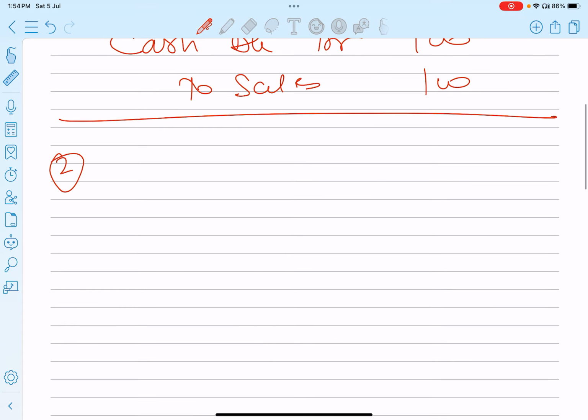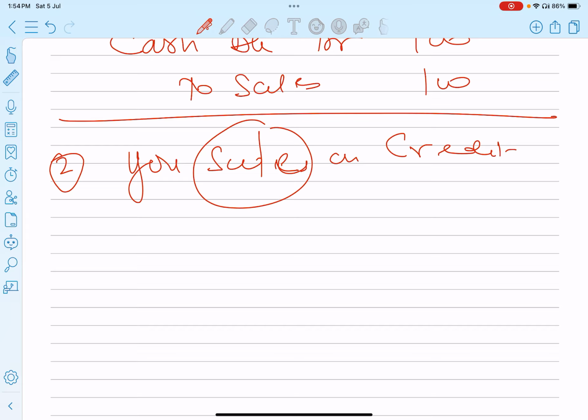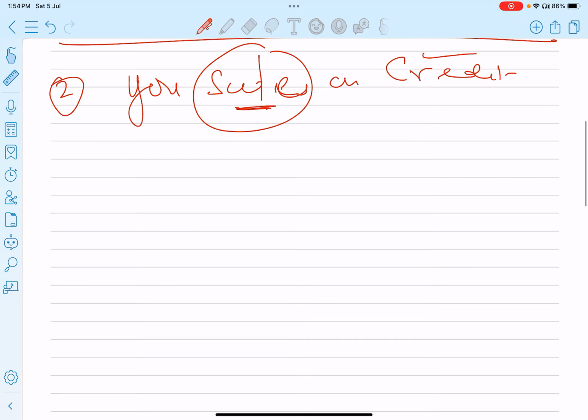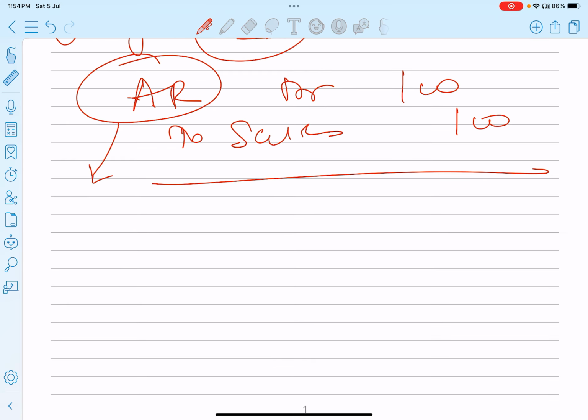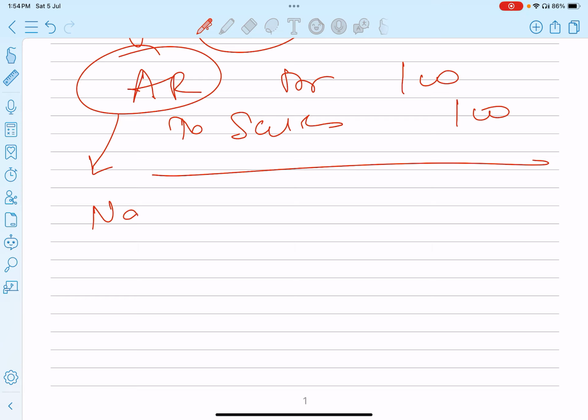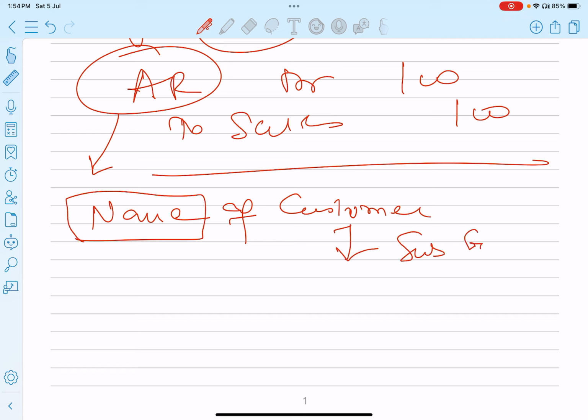Now entry number 2, you sell on credit. It means that you did not receive any money by selling a car. So you need to do AR debit to sales. Here you are not receiving the money. Instead of AR, you can write the name of the customer. The name of the customer will be at sub GL level.